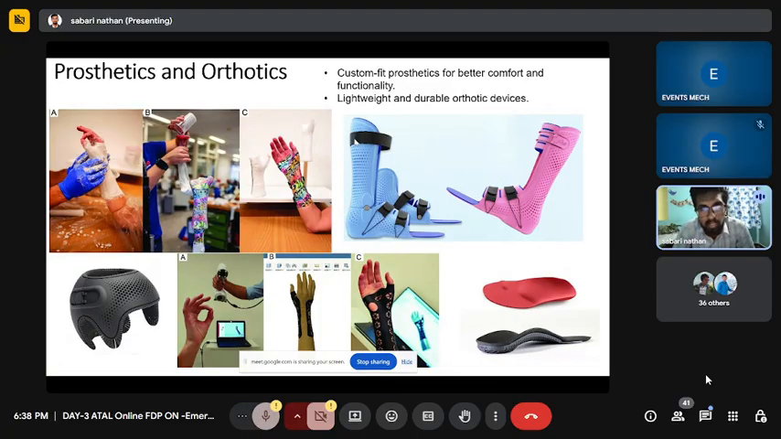So the first one is prosthetics and orthotics. The first is prosthetics, the second is insoles. People who have severe knee issues as well as bone issues will use insoles inside the shoes. Insoles with a porous structure, we call a lattice structure, which is nothing but a repeated array of unit cells. The unit cell can be planar or TPMS, and other kinds of structures are also available.